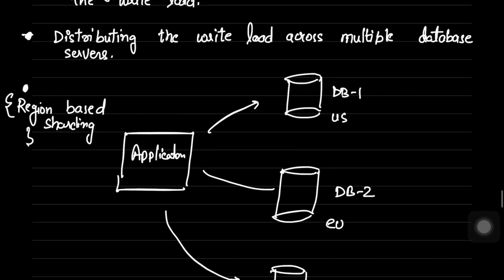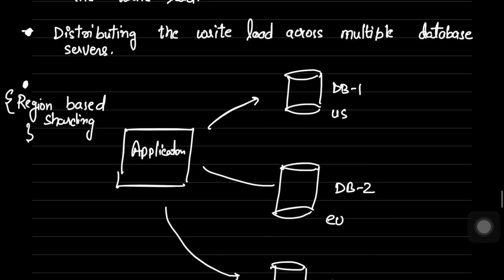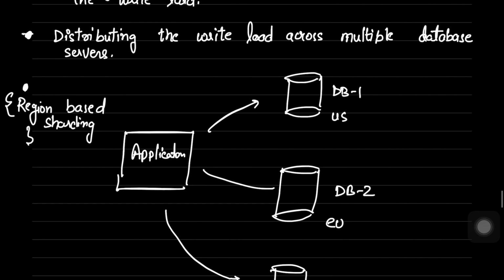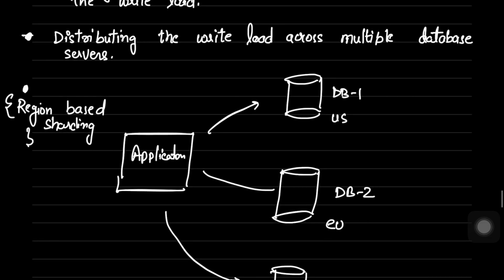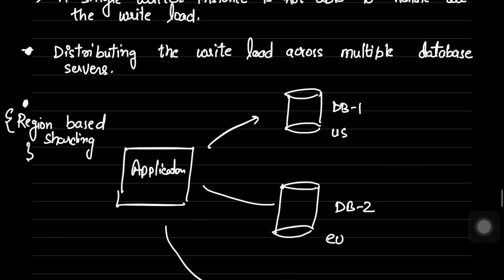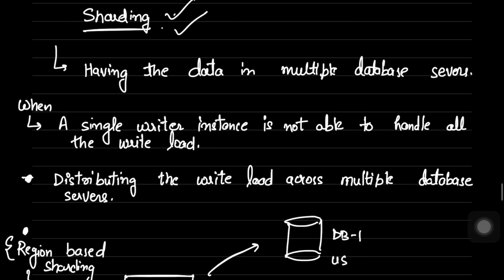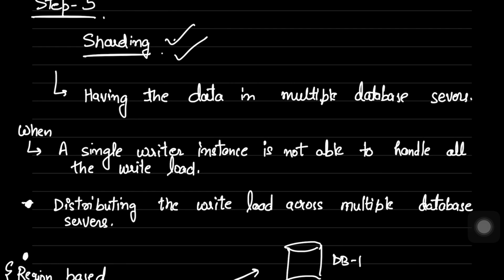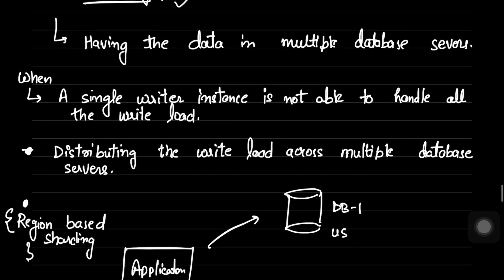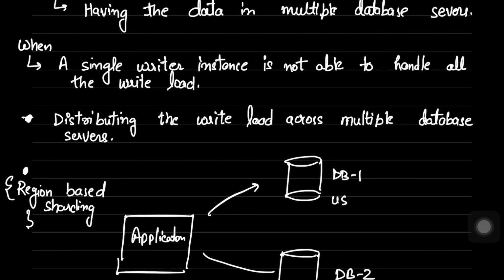They can independently give you ACID compliance, but if your query is doing cross shard scanning, then you cannot guarantee that ACID compliance. So first, let's try to understand what sharding is. You do this when a single writer instance is not able to handle all the write load. Eventually, you have to have multiple database instances which can take up the writes.